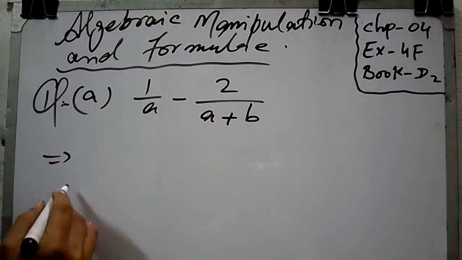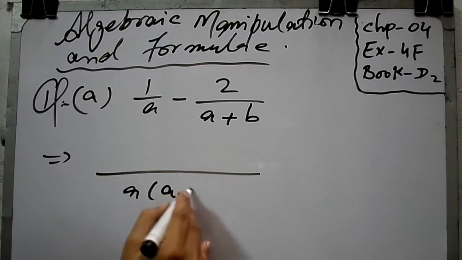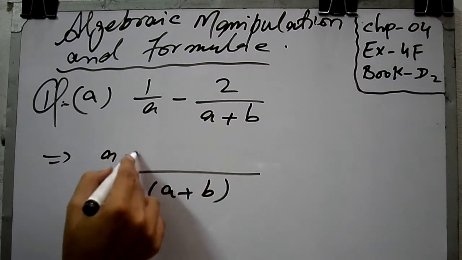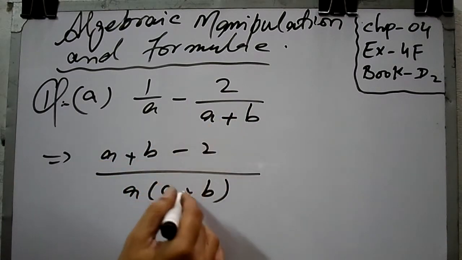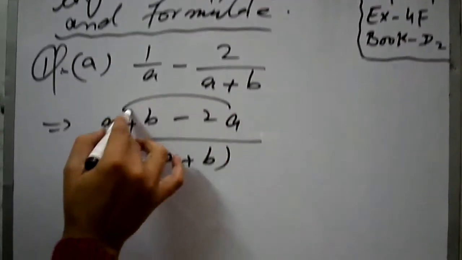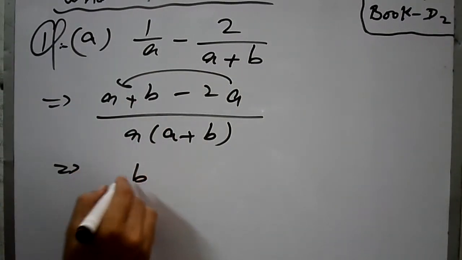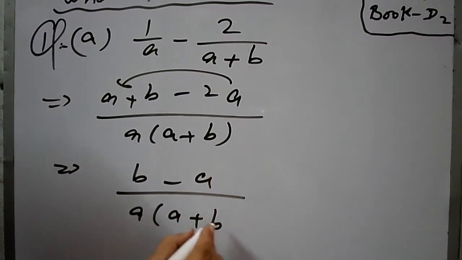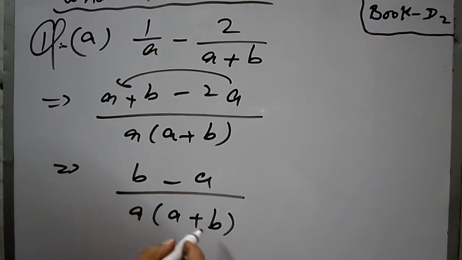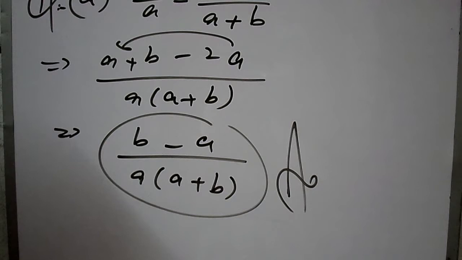So how to simplify this? By taking LCM, A into A plus B is your LCM, so you can solve with the help of LCM methodology. Similar terms will be added and subtracted. You will get B minus A divided by A into A plus B. Now you cannot take anything common from it, so that is your result. Now coming to the B part.